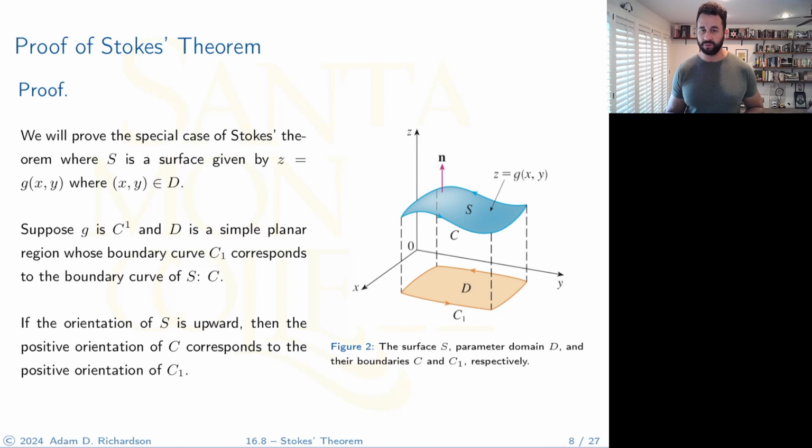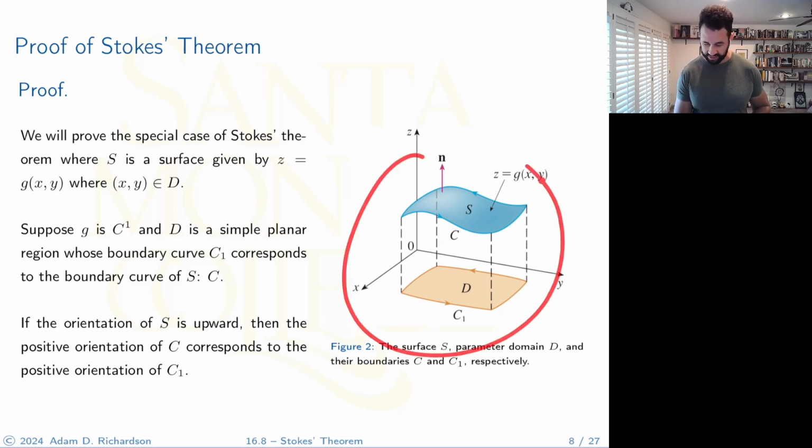We are going to go through a complete proof of this. But just because the proof requires some pretty heavy machinery in general, we're going to prove a special case where the surface is just given as a function of x and y. So a surface that looks a bit like this. Again, it can be proven in generality. You can actually see the proof on the Wikipedia page if you're particularly interested. But just to keep things easy and build a little bit of intuition, we're going to do the proof in this case. So first we're going to suppose that our function g is C1, and we're going to suppose that D is a simple planar region whose boundary curve C1 corresponds to the boundary curve of S, C right here. So the picture is the setup in essence.